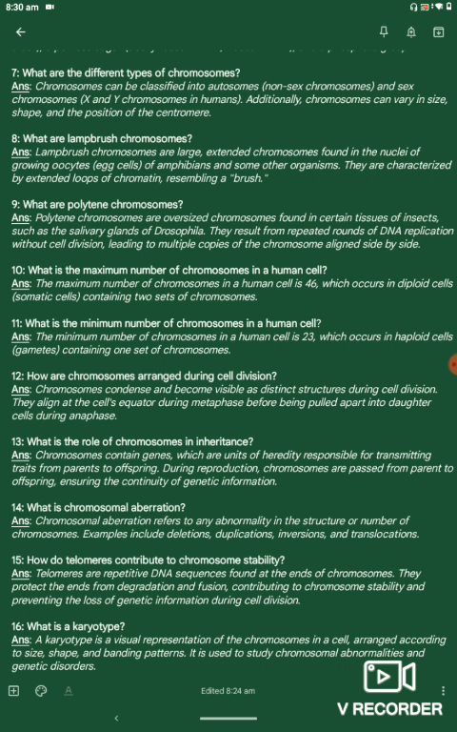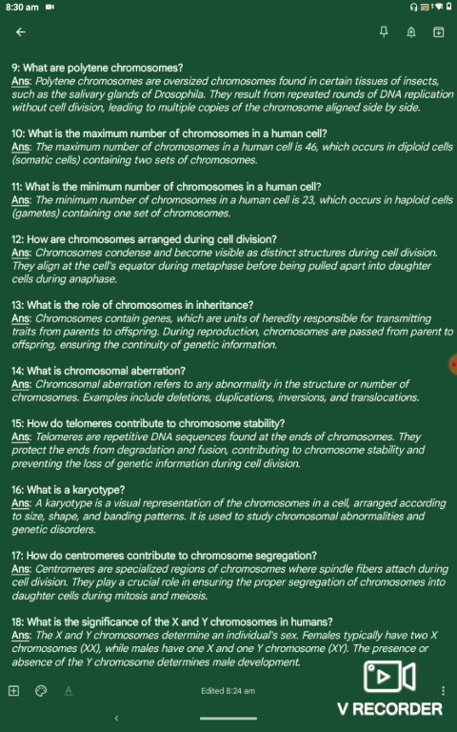Question 9. What are polytene chromosomes? Answer. Polytene chromosomes are oversized chromosomes found in certain tissues of insects, such as the salivary glands of Drosophila. They result from repeated rounds of DNA replication without cell division, leading to multiple copies of the chromosomes aligned side by side.